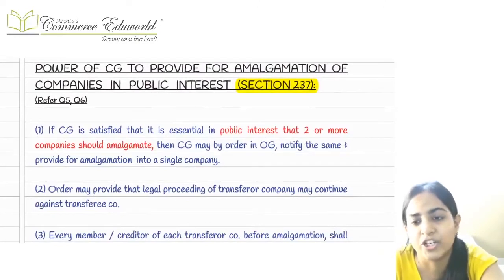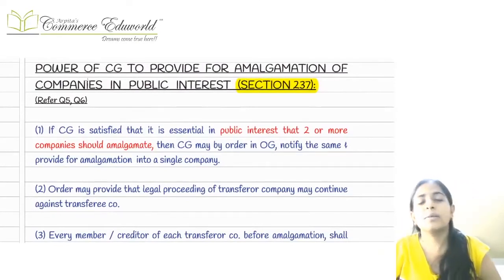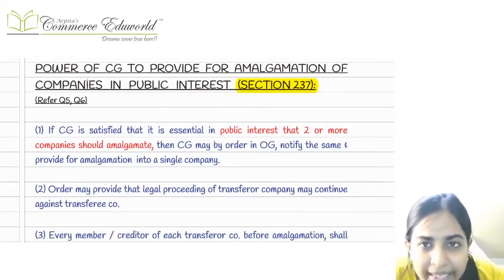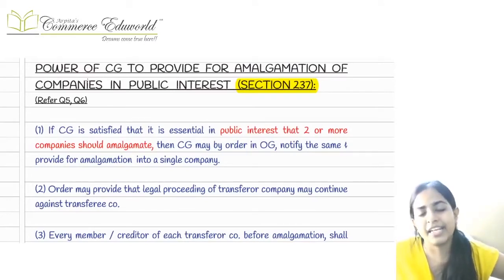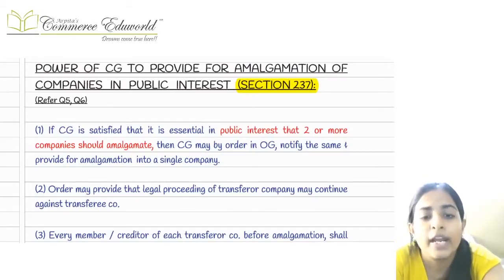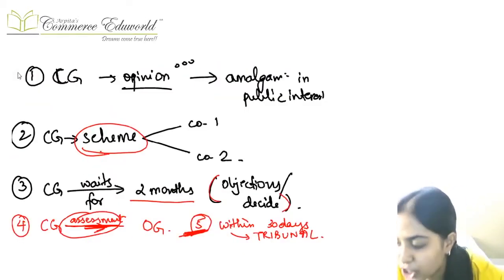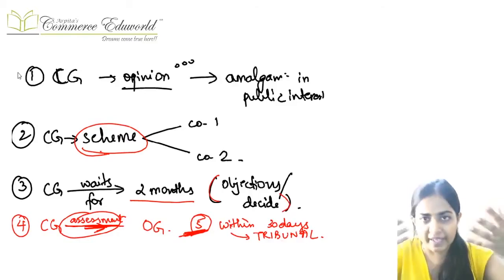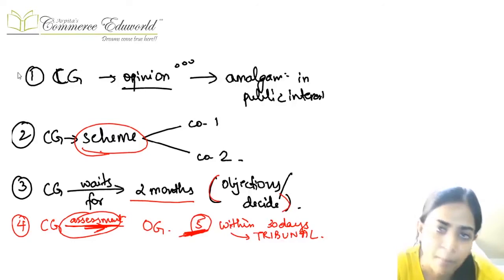Going on to the next section, section number 237, which talks about merger or amalgamation by the central government in public interest. If the central government is of the opinion that amalgamation should be done in public interest, then in that case, the central government will prepare the scheme, including the assessment, and give it to both the companies.